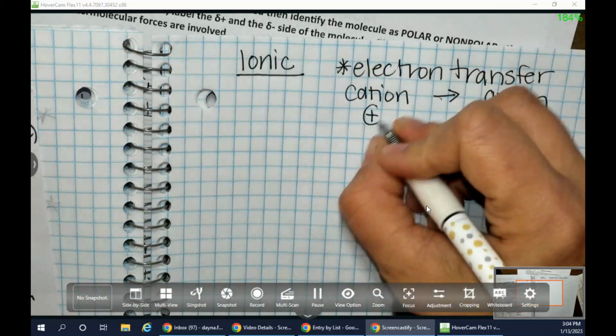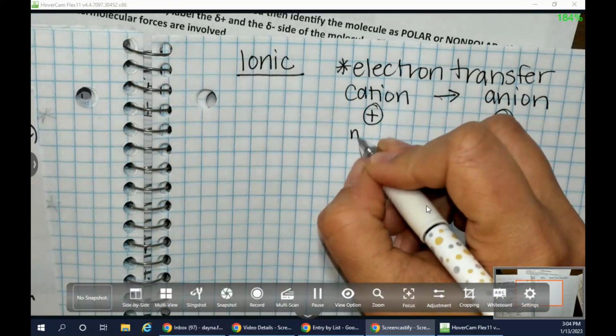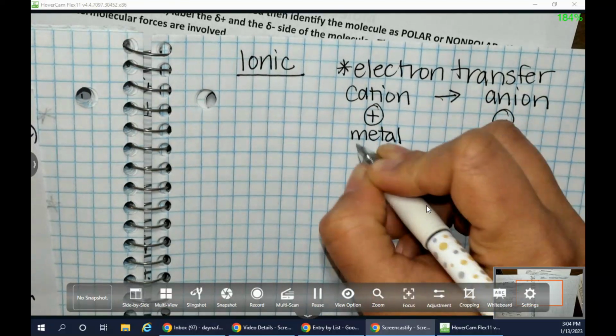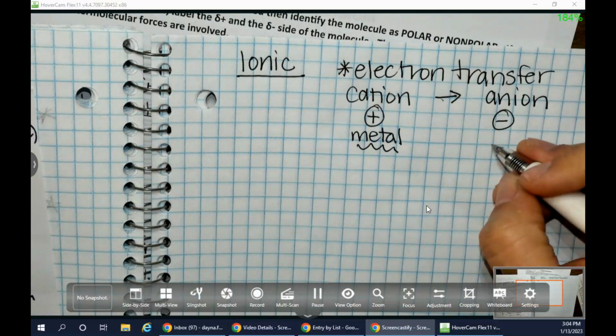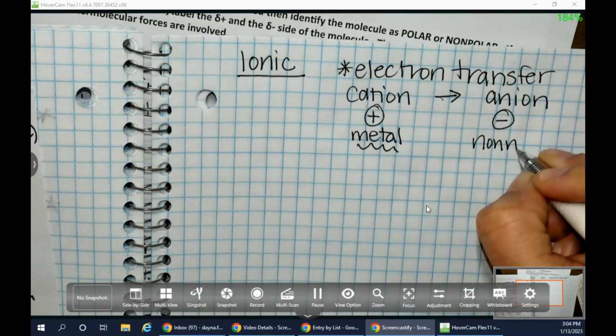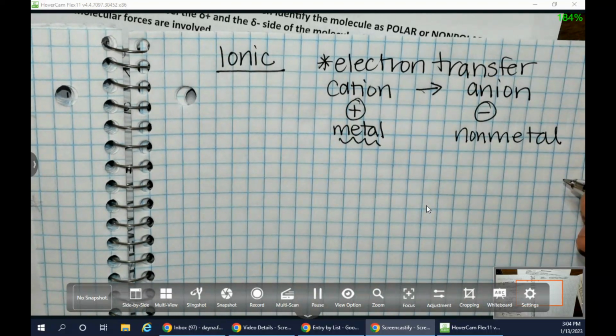Your cations are the positive ones, your anions are the negative ones. Usually your cation tends to be a metal. Remember, that was the way we kind of recognize our ionic stuff. Your anions tend to be your nonmetal. So if you're ever asked about, hey, which one is the anion, which one is the negative charge, which one is going to accept, then you had to know where on your periodic table your metals and nonmetals were.